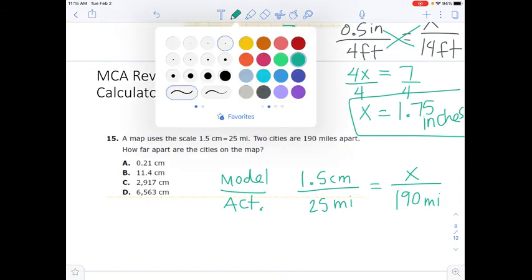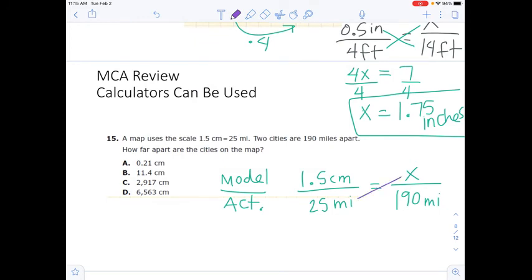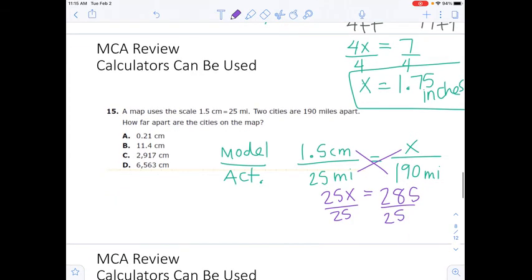To solve this, I'm going to cross multiply. 25 times x is 25x equals, and then I take 1.5 times 190, and I get 285. Then to solve for x, I'm going to divide both sides by 25 so that we can get x by itself. And I'm left with x equals 11.4 centimeters. So B is the correct answer.